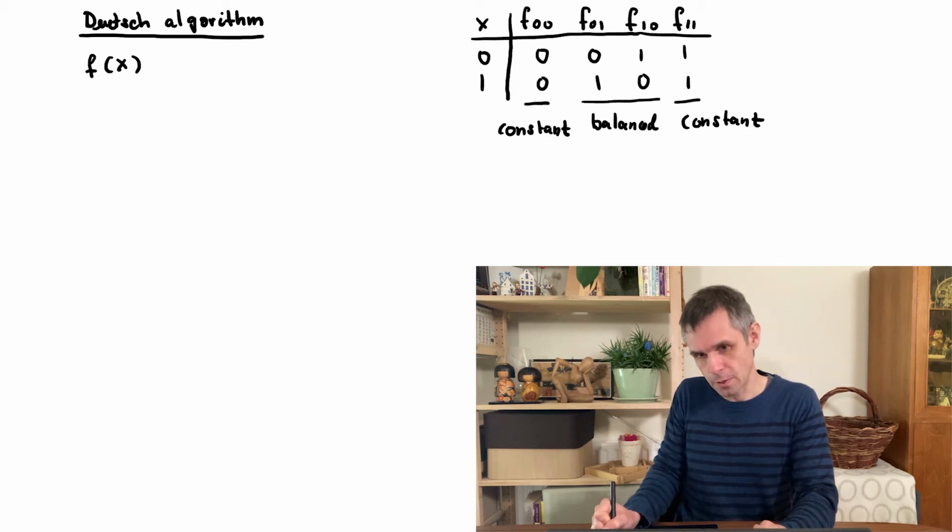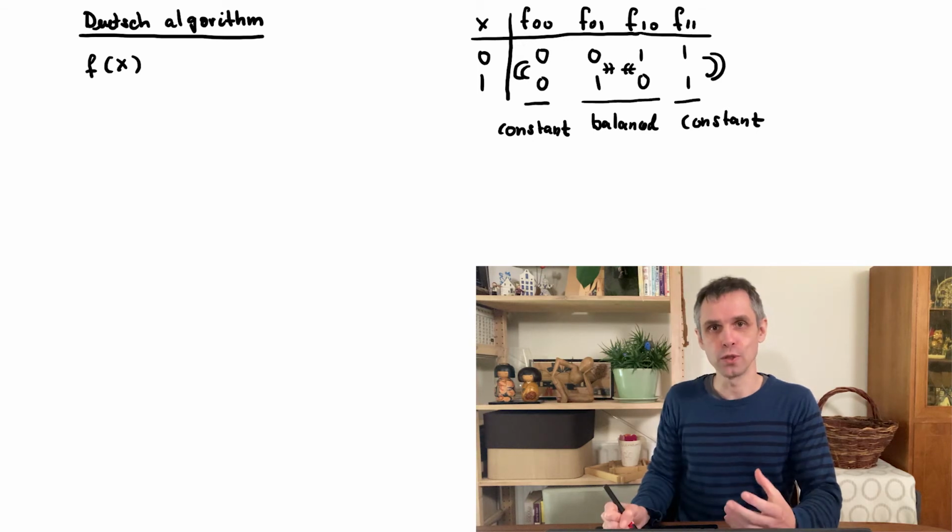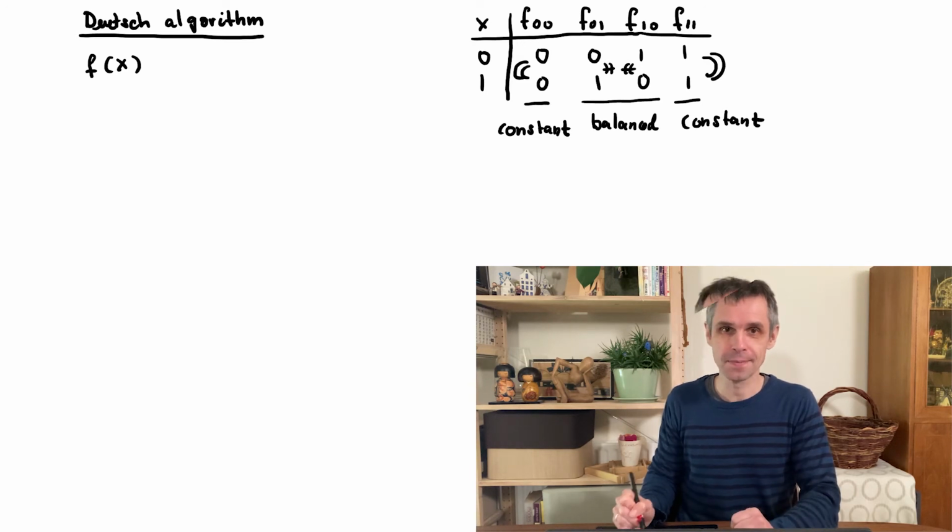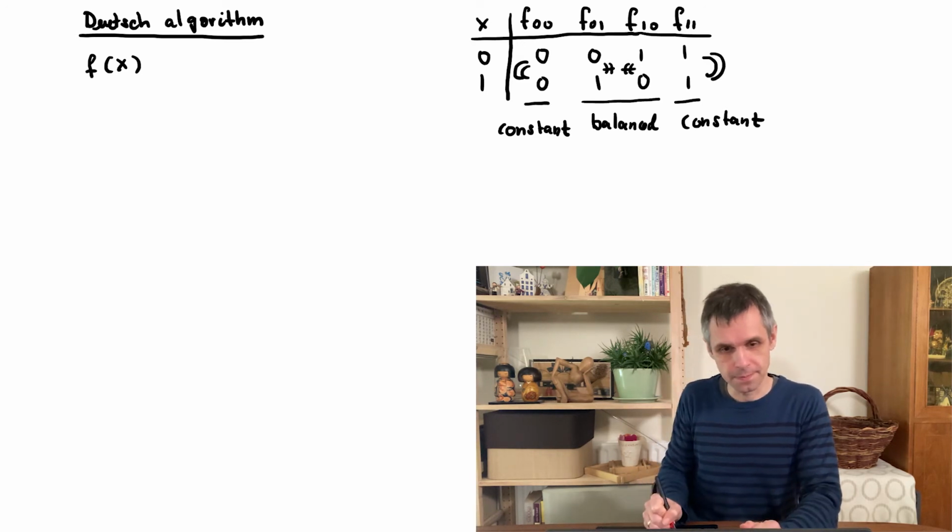So we ask the simple question: are these two outputs the same? Or do they indeed differ from each other? So to distinguish whether a given function is constant or balanced, we have to evaluate it twice. But the Deutsch algorithm achieves this distinction by using the corresponding function gate only once. And it does so in the following way.